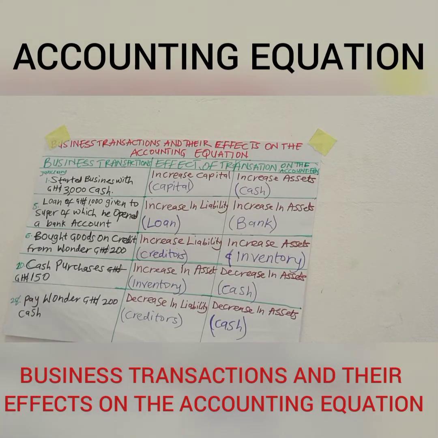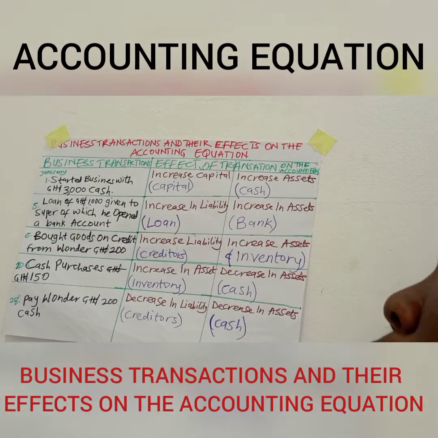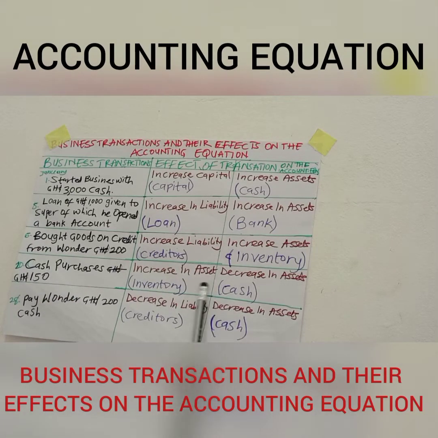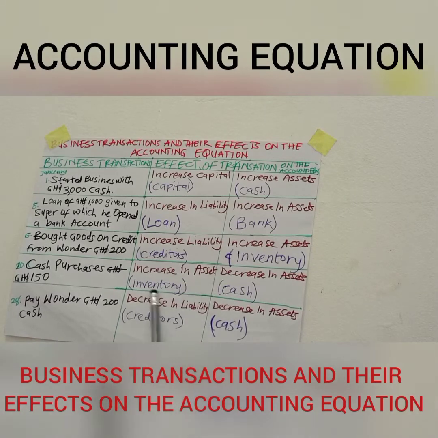So on the 20th too, she purchased an inventory or a raw material and used cash to purchase. So cash will move out of the business, which will reduce our assets, and the inventory or raw material will come into the business, which will increase what we have. They are all assets. Increase in assets, that is the inventory, and then decrease in assets, that is the cash.